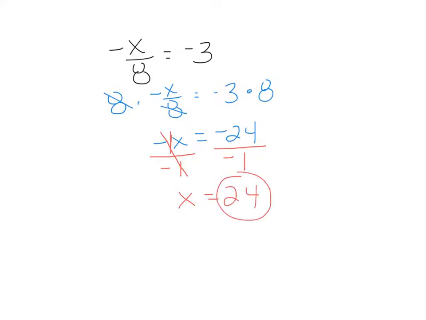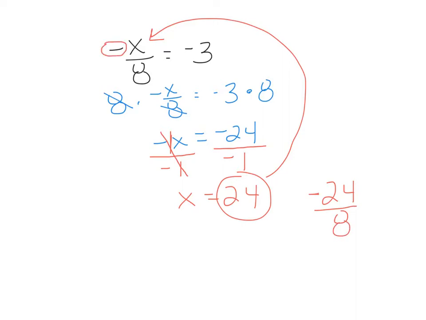Once again, going back up to the original equation, if I put 24 in for that x, I'm actually going to have -24 over 8 because of this negative sign here. -24 divided by 8 does give me -3, which is what I needed. So this does check, and the answer is 24.